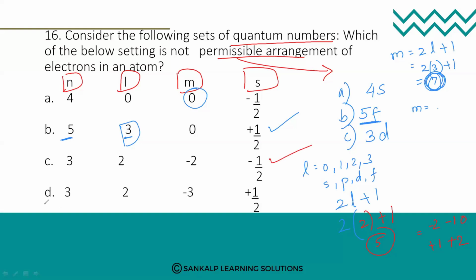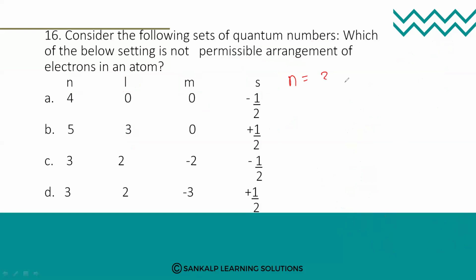Now, when we see the D option, again, what we are going to find out here, n is equal to 3 and l is equal to 2. So which is it?